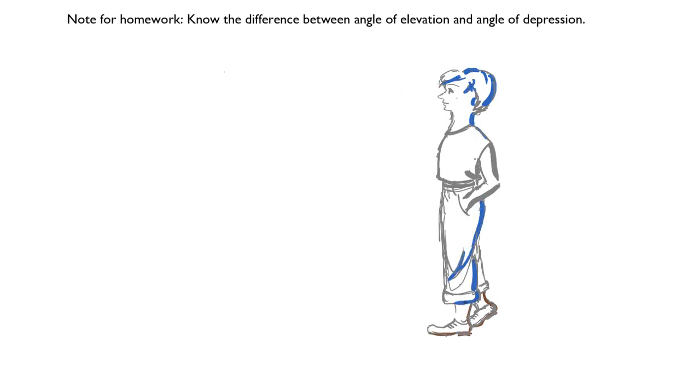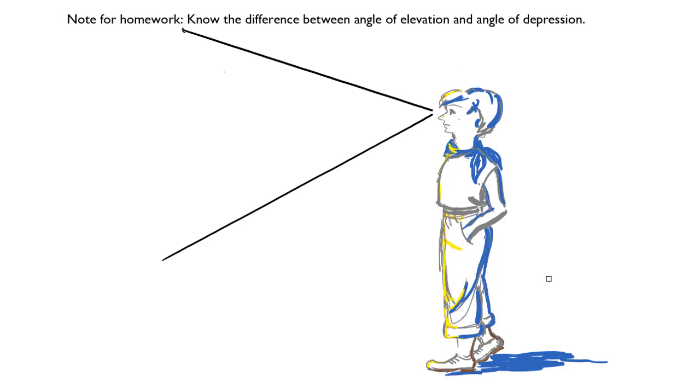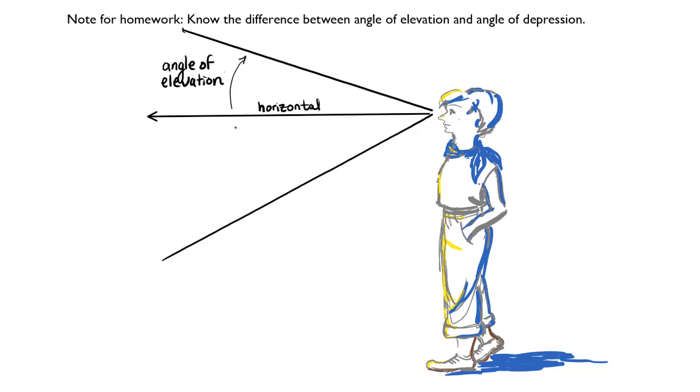As you look up or you look down from a visual line of sight, you will use two different words to describe it. If you are looking at an angle above the horizontal, that would be an angle of elevation. And if you look at an angle below the horizontal, that is called an angle of depression. So here is an example of looking at the horizontal and then the angle of elevation and the angle of depression.